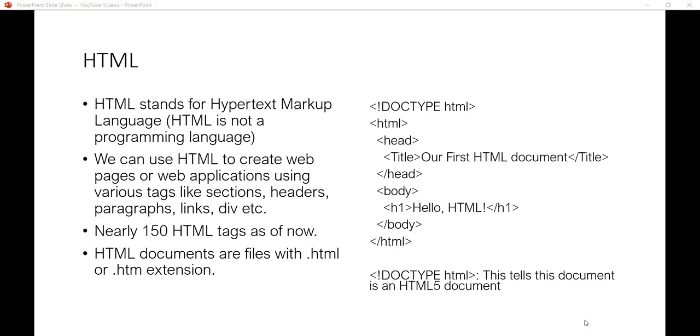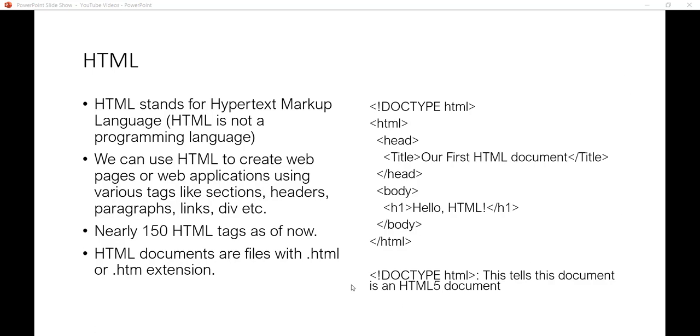We can use HTML to create web pages or web applications where we'll use various tags like sections, headers, paragraphs, your links or div, image tag. So a lot of tags are available which we can use in a HTML document. And as of now, I think nearly 150 HTML tags are available which you can use to design your web pages. And basically it is a file having .html or .htm extensions, anything you can use.